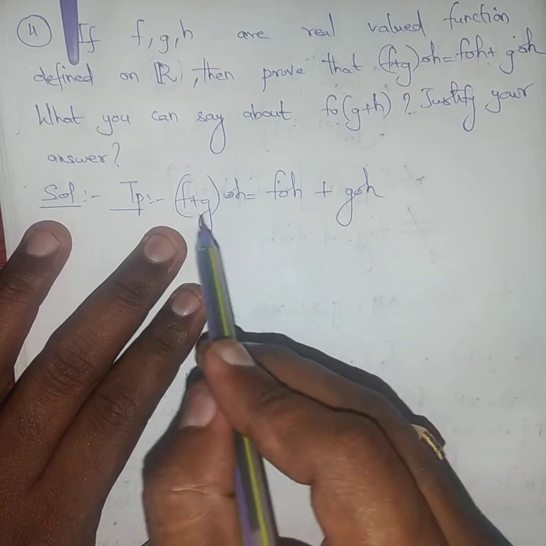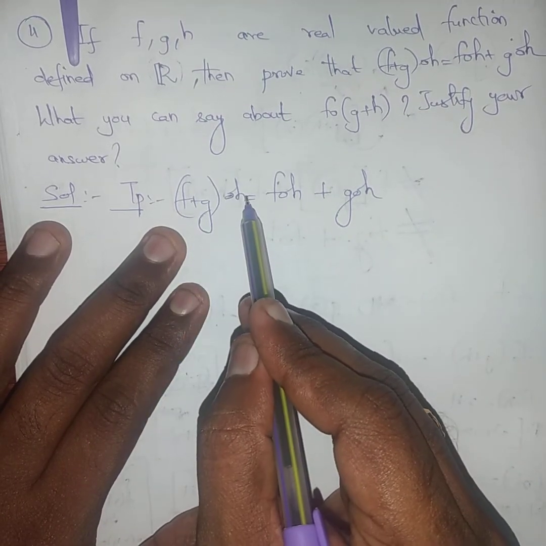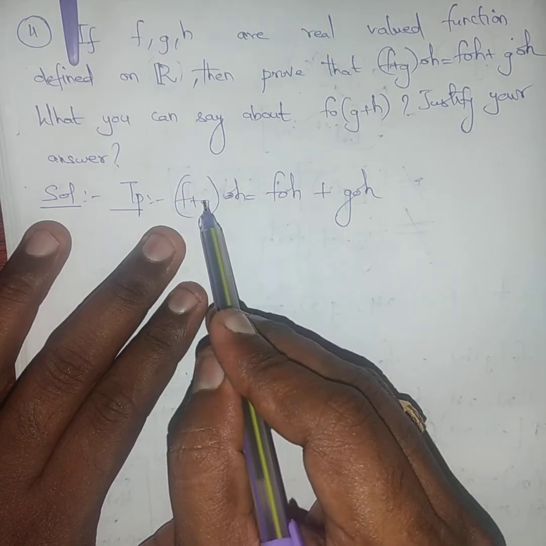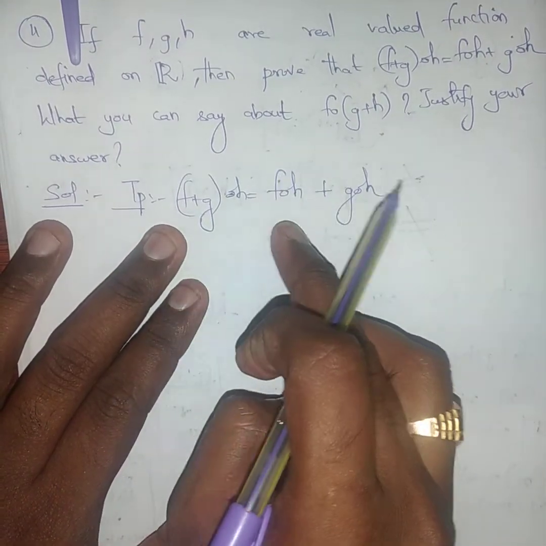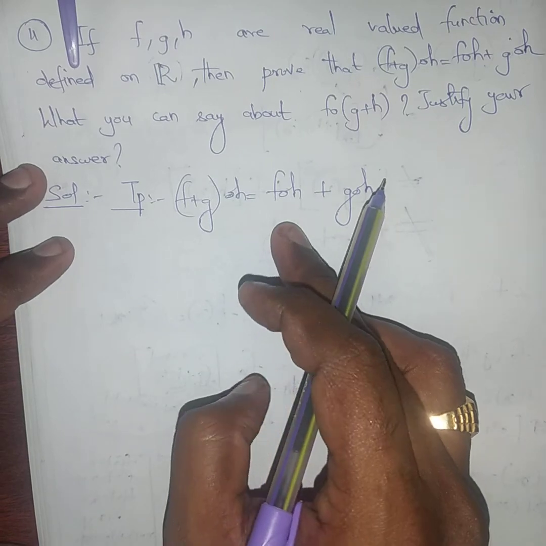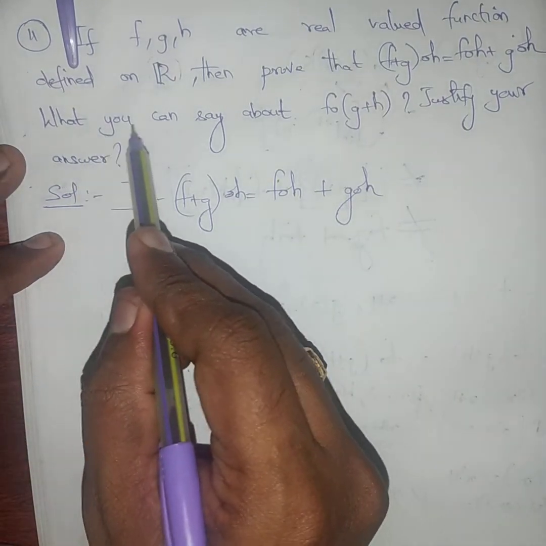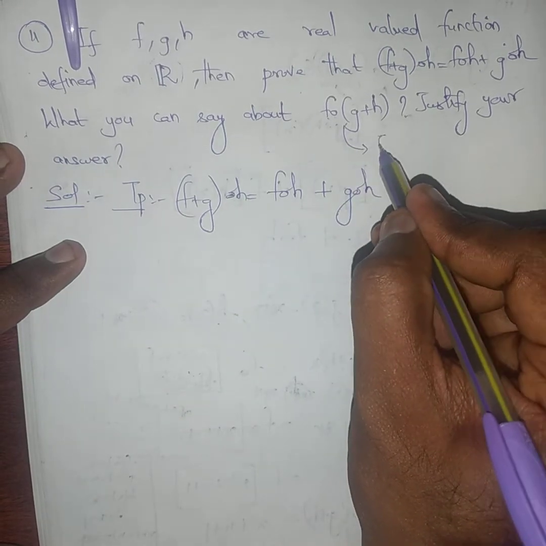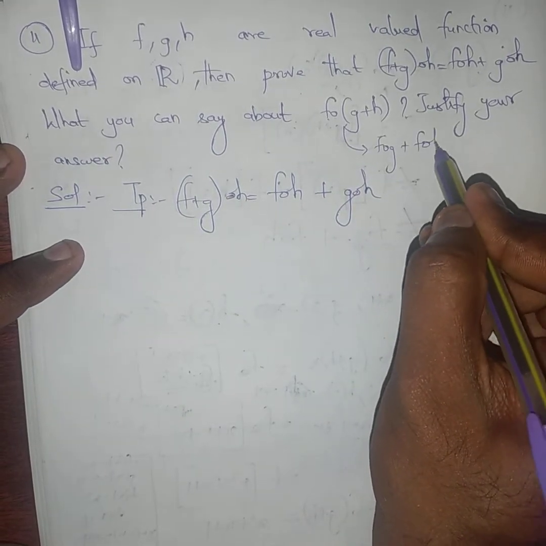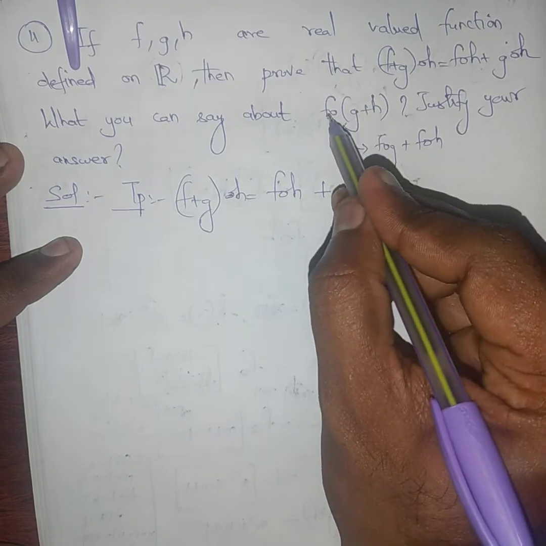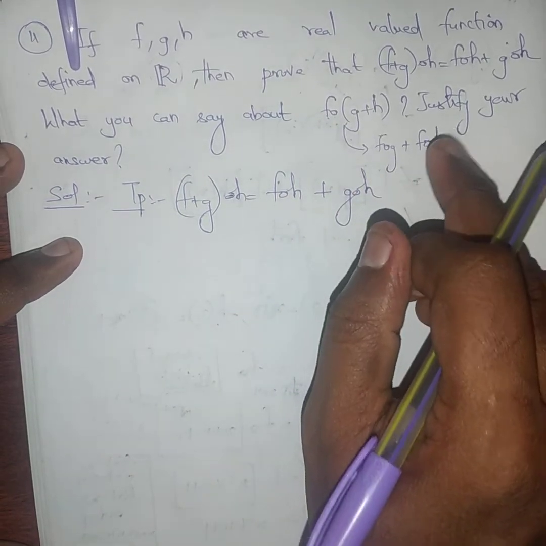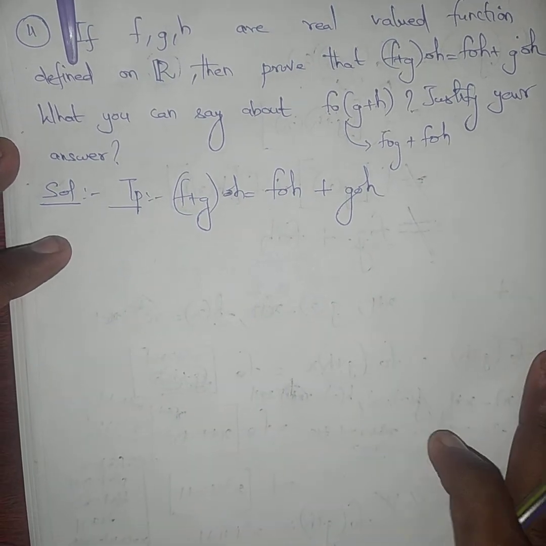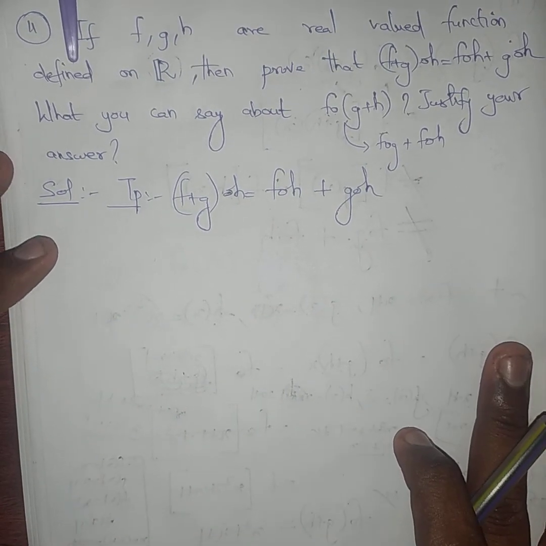See, f composite h plus g composite h, this is what we need to prove. The next subdivision is what you can say about f composite of (g plus h): whether this can be f composite g plus f composite h or not. We need to verify this one. They are saying justify your answer.